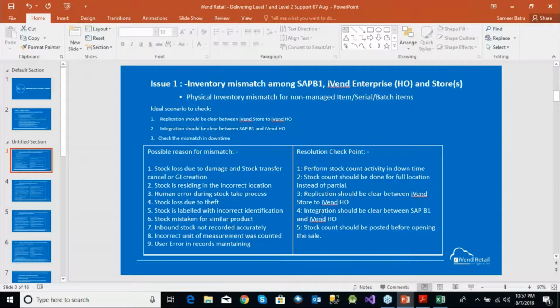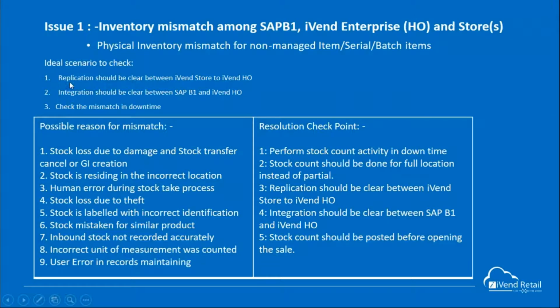Let's move back to the PPT again and see what we have covered. Here, to quickly recap, the first line says the ideal scenario to check is that replication should be clear between iVend store and enterprise. The reason: if replication is not clear and certain inventory item logs, serial logs or batch logs are still pending to be replicated to the enterprise and to other stores, then the inventory mismatch between store and iVend enterprise will persist.